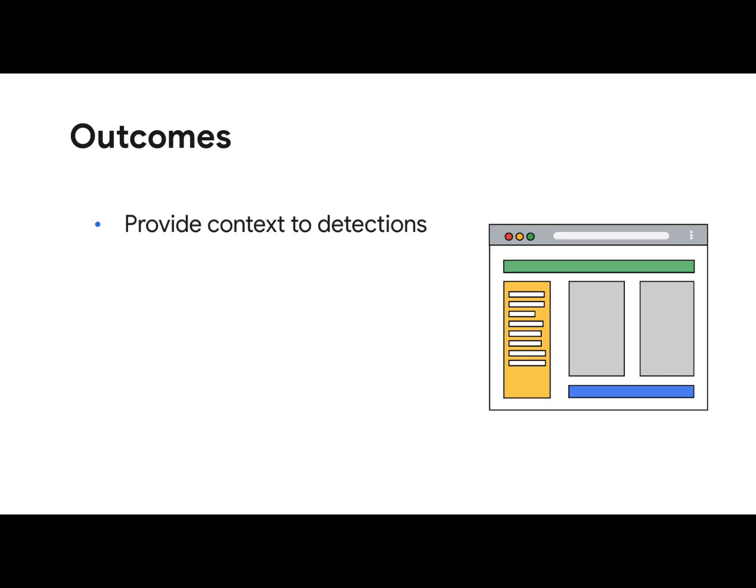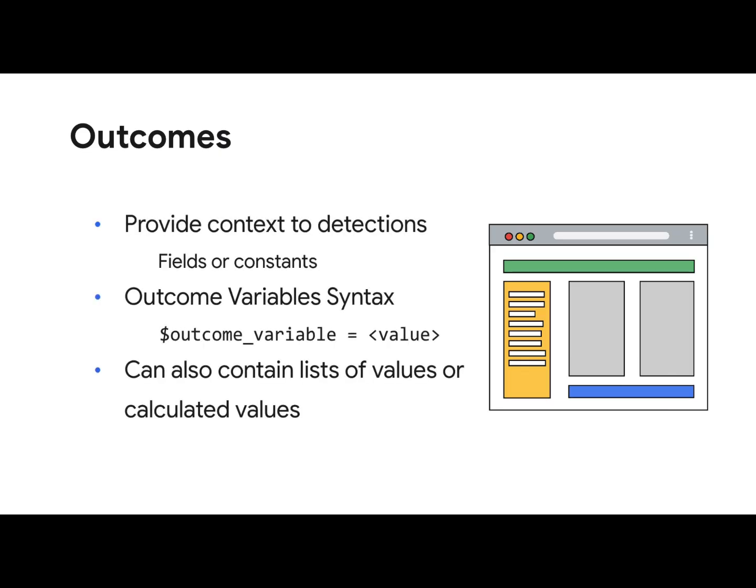In previous videos, we covered the meta, events, match, and condition sections. Today we will introduce a new section called outcome. Along with this new section, we are going to introduce a new variable called outcome to go along with the event, match, and placeholder variables we previously discussed.